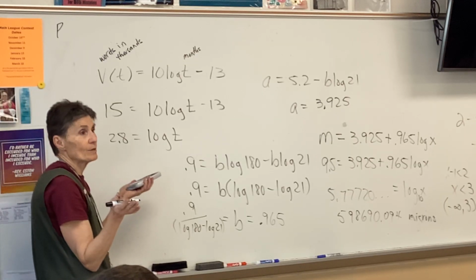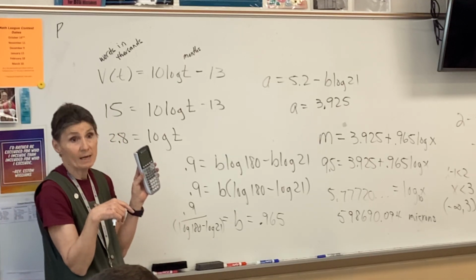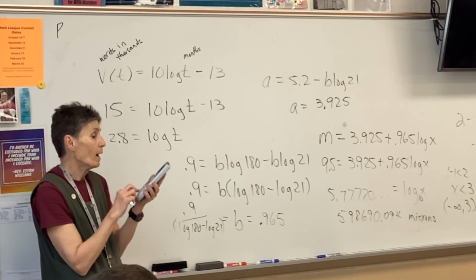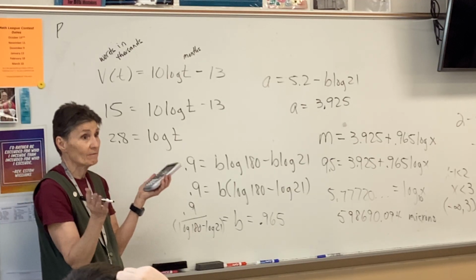And I got 630, but remember that's 630 what? Months. So I have to divide that by 12. So I got 52.58, basically, 580.